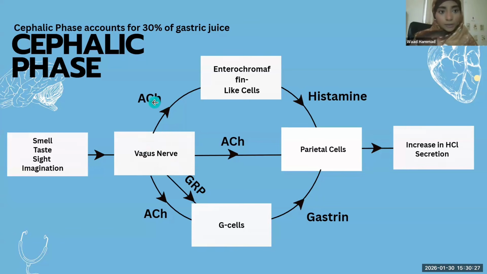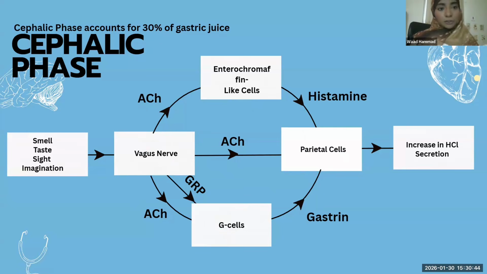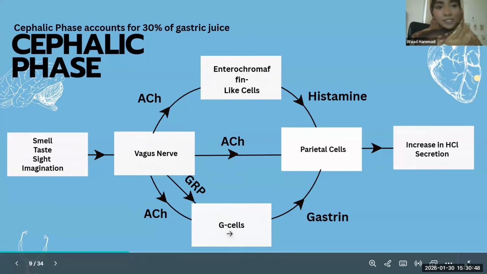So if we don't have the vagus nerve anymore, which is what a vagotomy is, we will have none of these things, no ACh, no GRP, nothing like that. So our enterochromaffin-like cells will not be stimulated, parietal cells will not be stimulated, G cells not stimulated, no acid secretion in the cephalic phase only. Gastric and intestinal phase are fine, but in the cephalic phase, it's all gone.